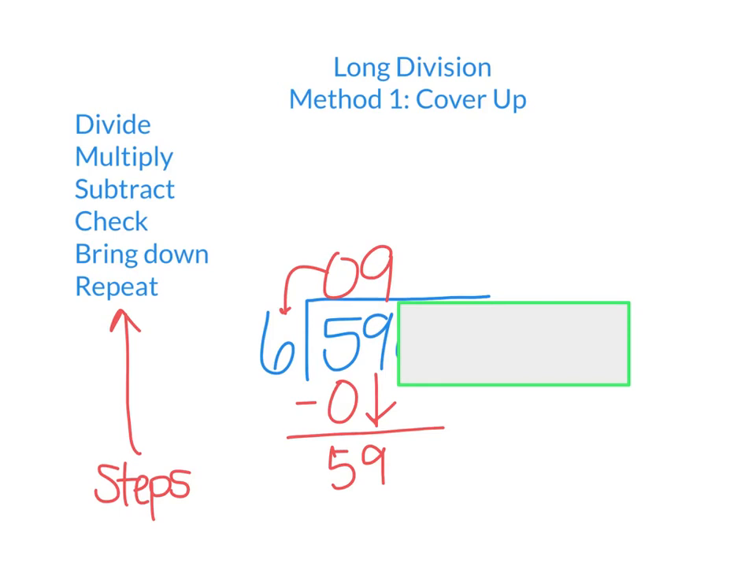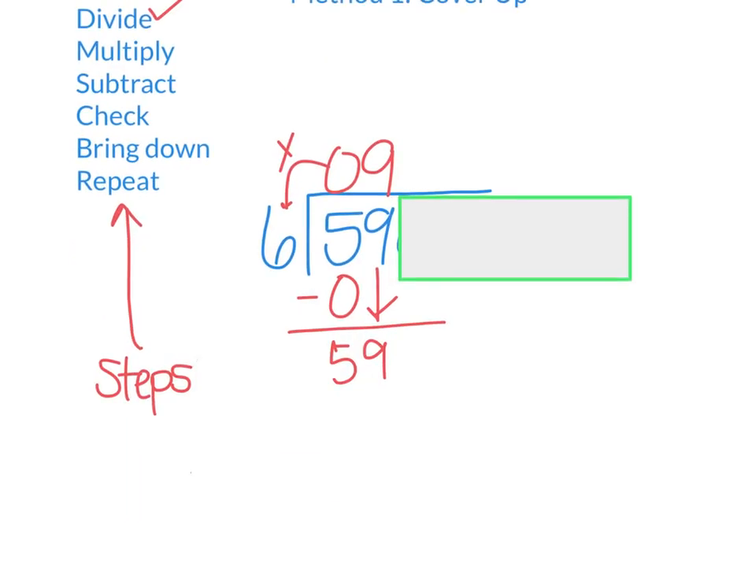So I did 59 divided by 6. Now I'm going to do 9 times 6, and I'm going to get 54. After I multiply, I'm going to subtract. 59 minus 54 is 5. After I subtract, I'm making sure 5 is smaller than 6. It is, so I'm ready to bring down.